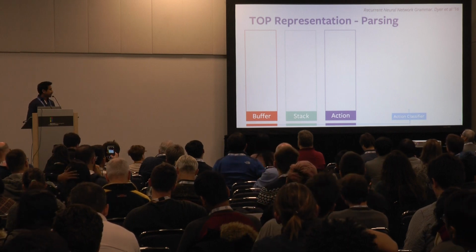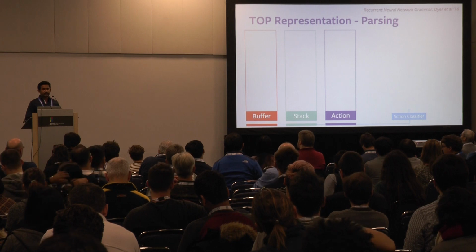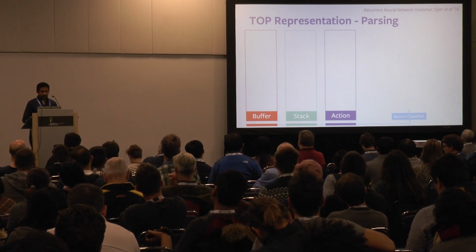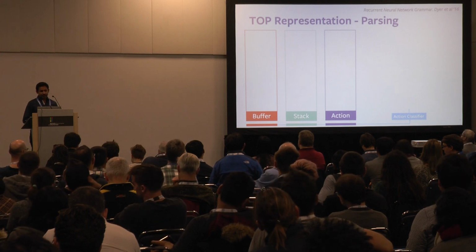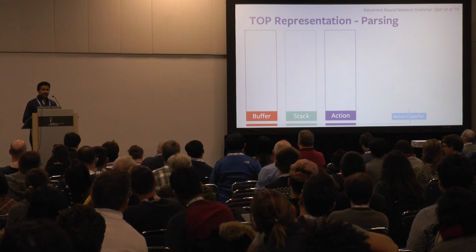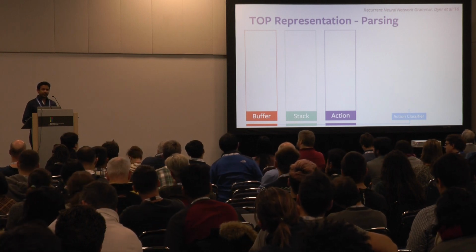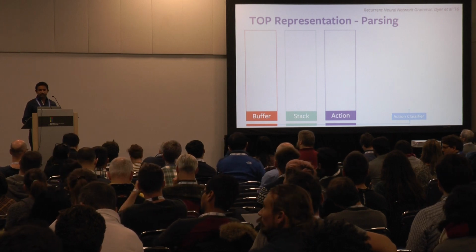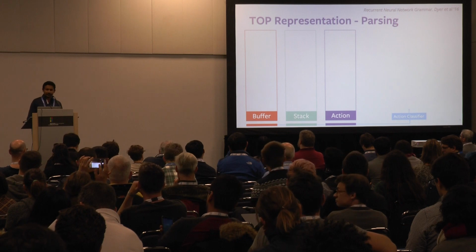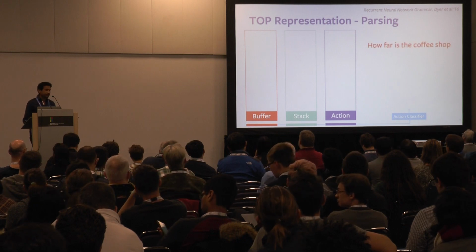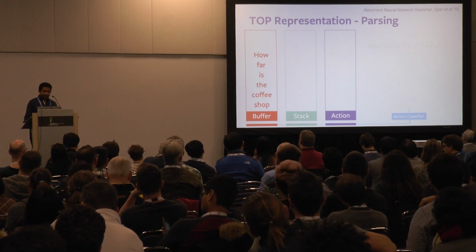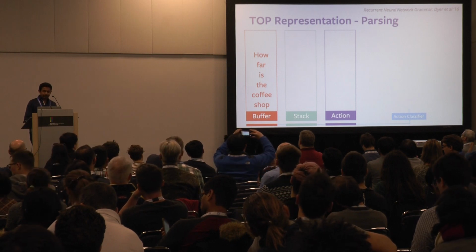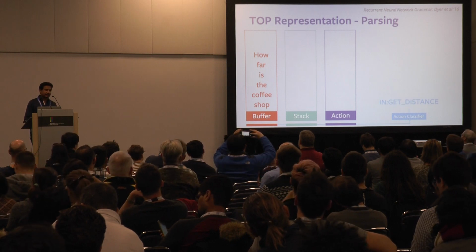For example, we use the recurrent neural network grammar introduced a couple of years ago by Chris Dyer's group, where we have 3 stacked LSTMs. And the embeddings of these stacked LSTMs feed into an action classifier, which predicts the next action to take while constructing the tree. So let's go through an example. Let's say you have how far is the coffee shop as the utterance. You feed that into the buffer stack LSTM, and the first action which pops out is get distance.